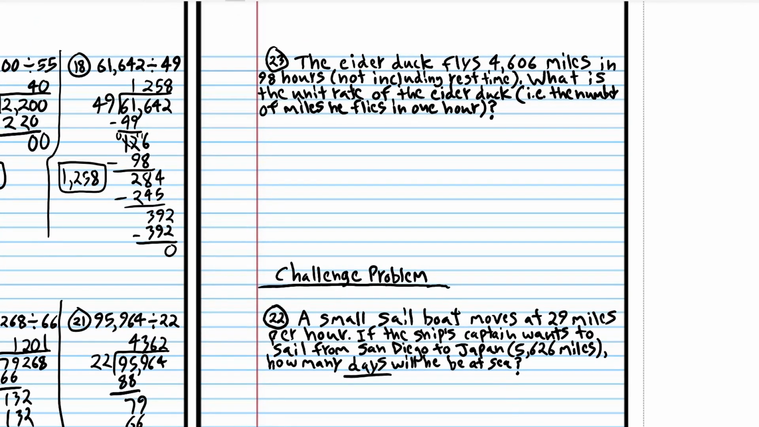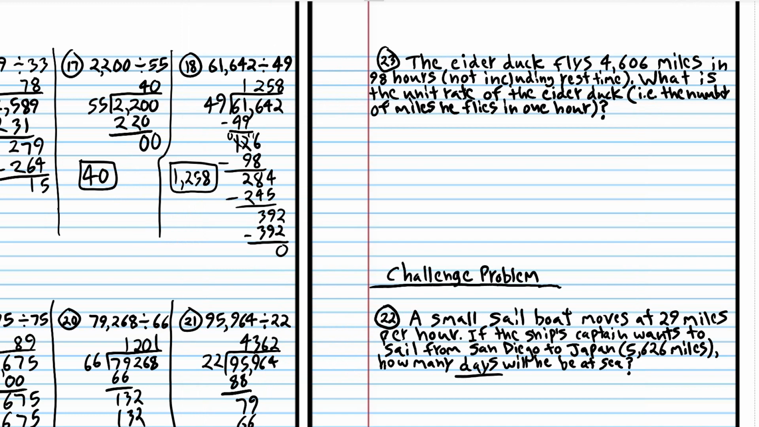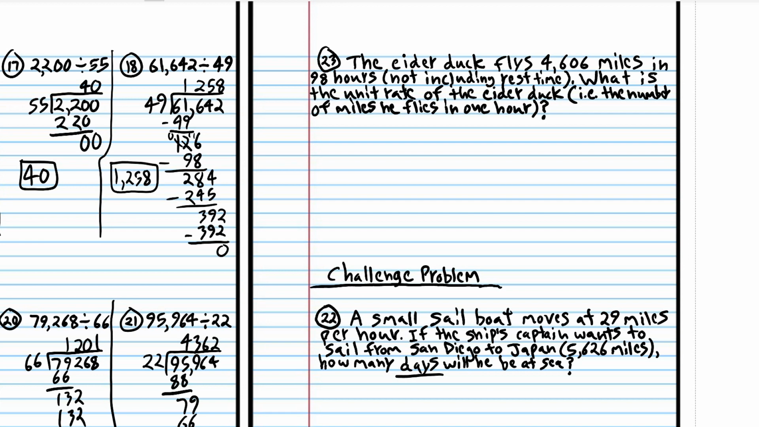23. Let's do the eider duck problem first. All right, the eider duck, that's a type of a duck, a bird. The eider duck flies 4,606 miles in 98 hours, not including rest time, of course. What is the unit rate of the eider duck, i.e. the number of miles he flies in 1 hour? In case you don't know, i.e. means clarification. If you don't know what the unit rate is, that means the number of miles he flies in 1 hour. We don't have the number of miles he flies in 1 hour. We have the number of miles he flies in 98 hours.